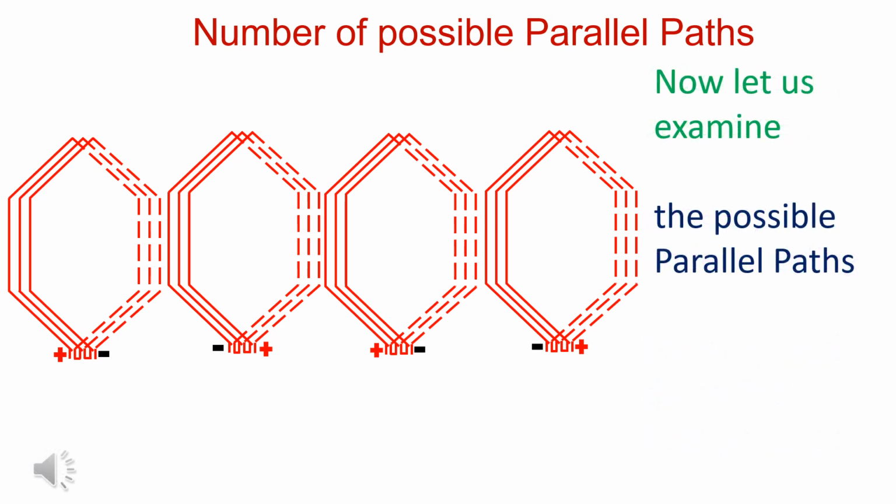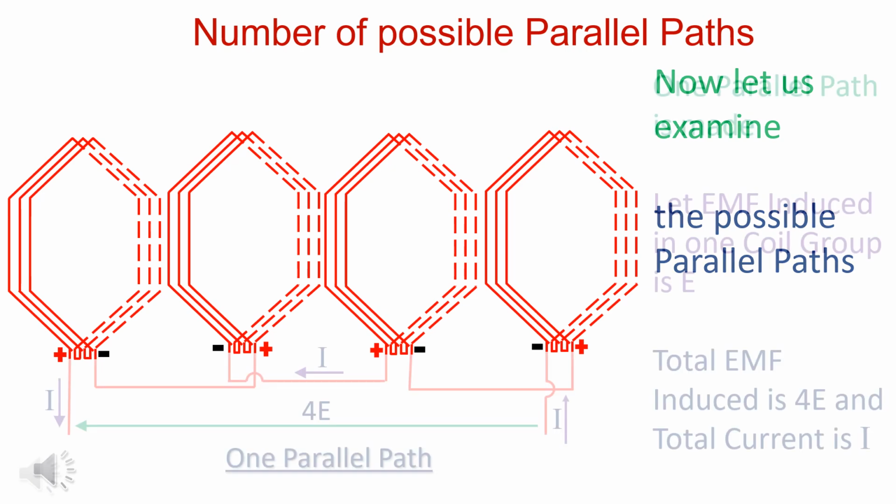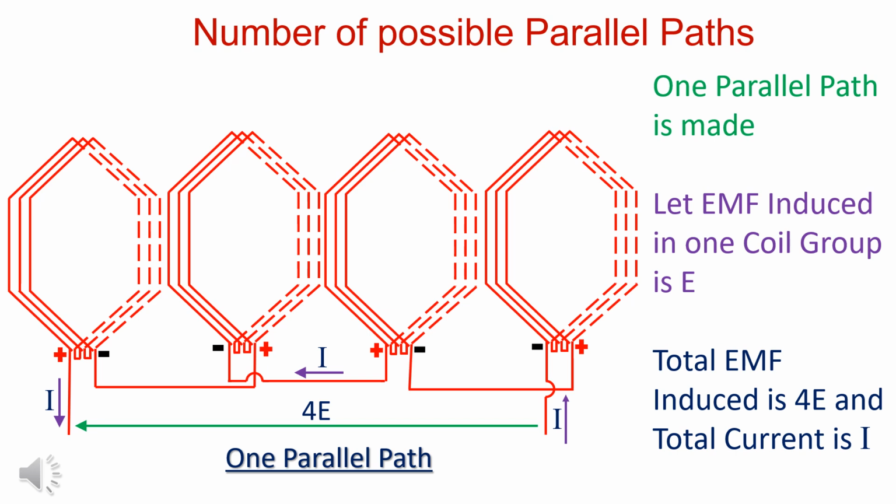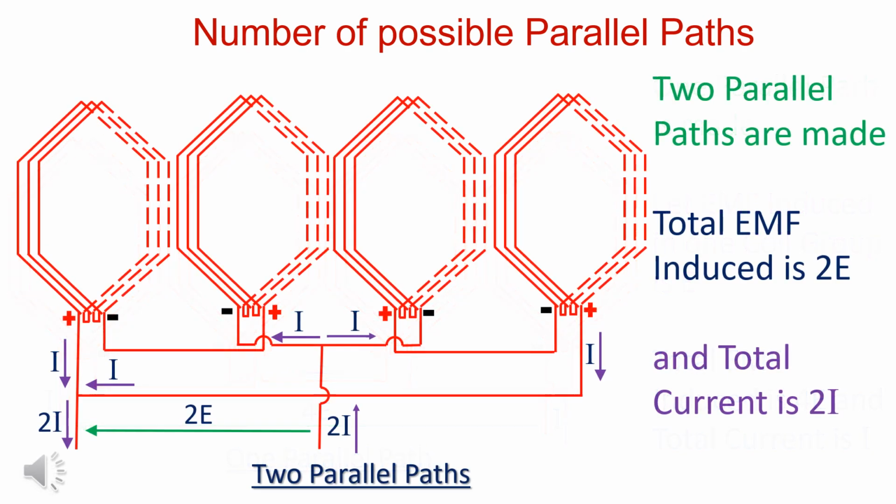Let us see how many parallel paths can be formed in a 4-pole machine. One parallel path is made. Total EMF induced is 4E. Induced current is I. Two parallel paths are made. Total EMF induced is 2E. Total current induced is 2I.